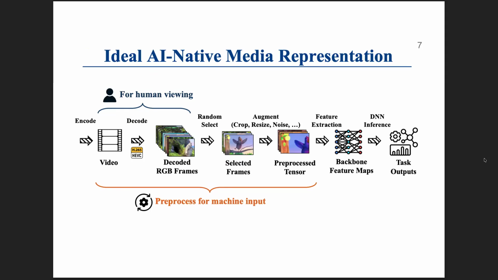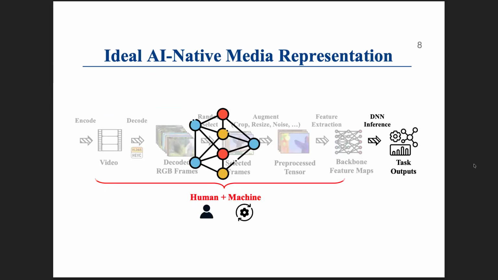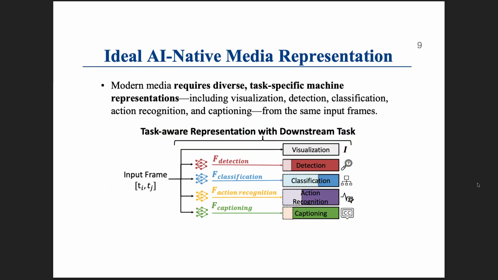Our goal is to build an AI native media representation. Instead of using one representation for human visualization and separate pipelines for machine inference, we want a single shared representation that can support all various tasks. The key idea is to generate task-specific neural features directly without reconstructing full RGB frames for every task.